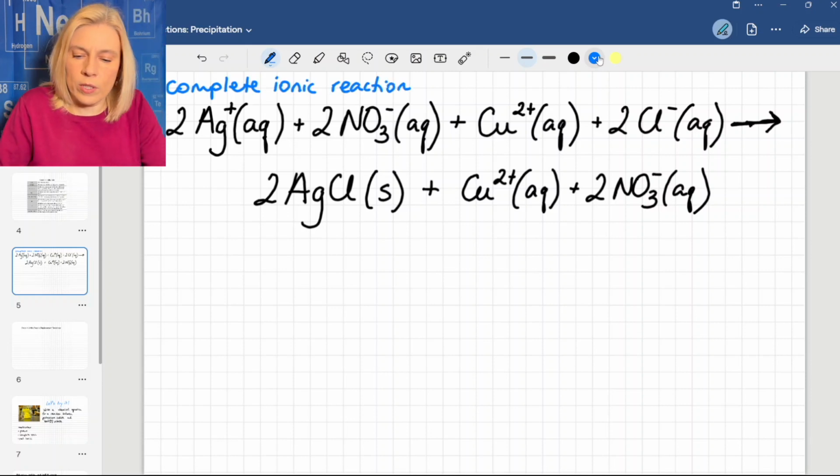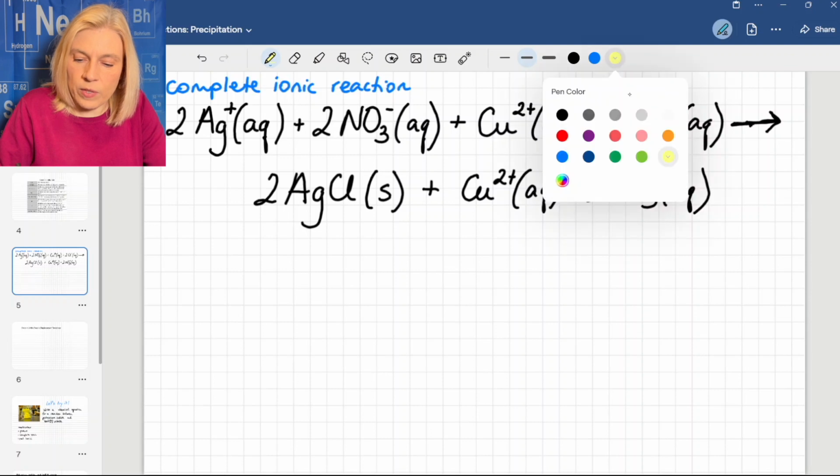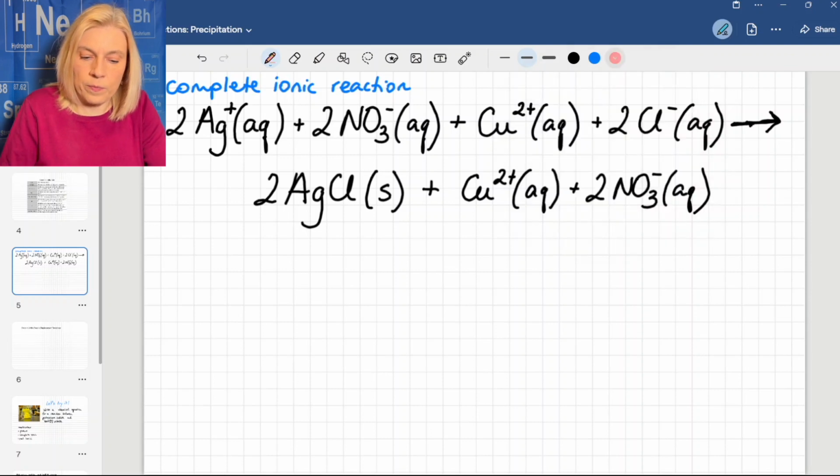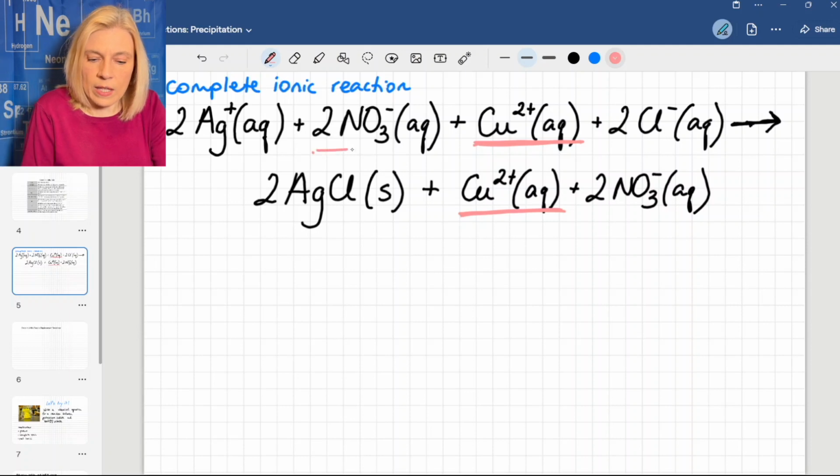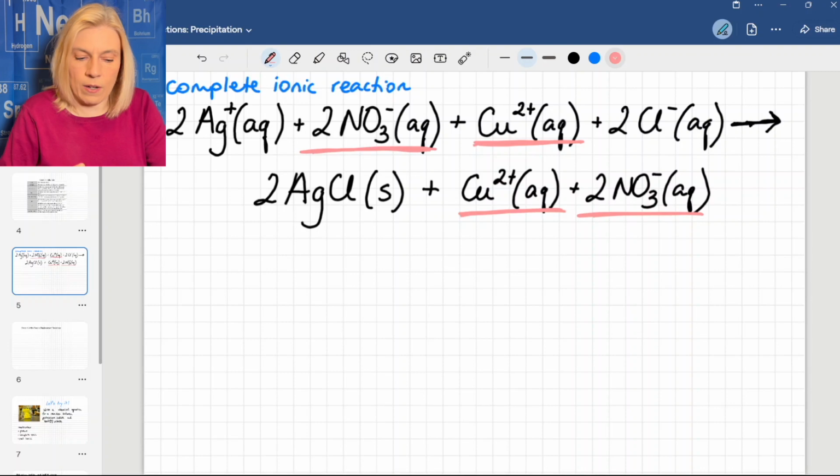Let's look a little closely. What is the same before and after the arrow? What doesn't change at all? Have a look. My copper ions before and after the arrow are totally the same. And what else? My nitrate ions, they are the same before and after the arrow.